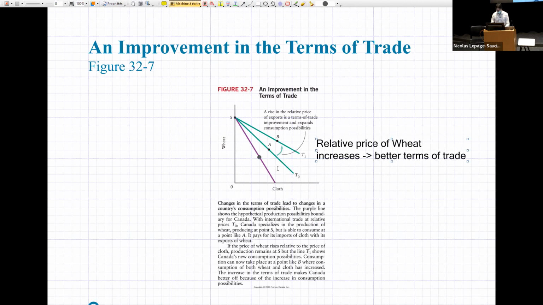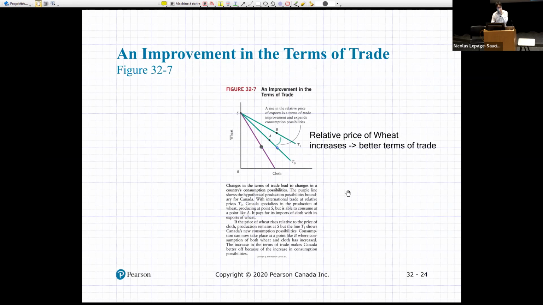Whenever you're confused, if at the exam you forgot what is the relative price of what, just look at the letters. B is better than A because B has more quantity of both cloth and wheat. So if B is better than A, you can bet that the terms of trade have become better, have improved. Right. Questions about this?